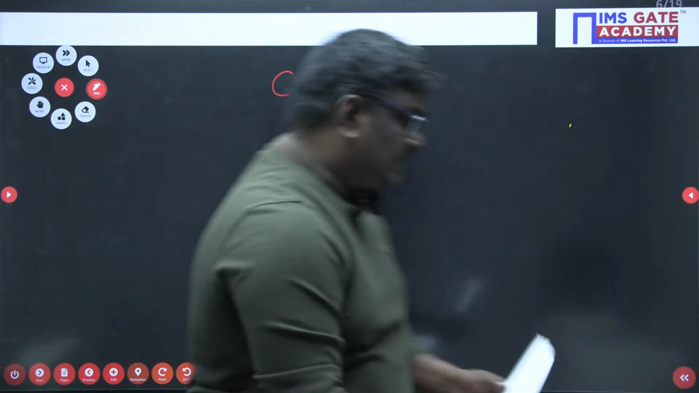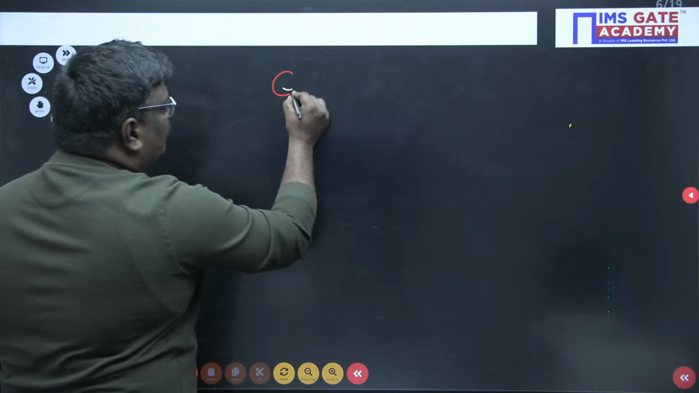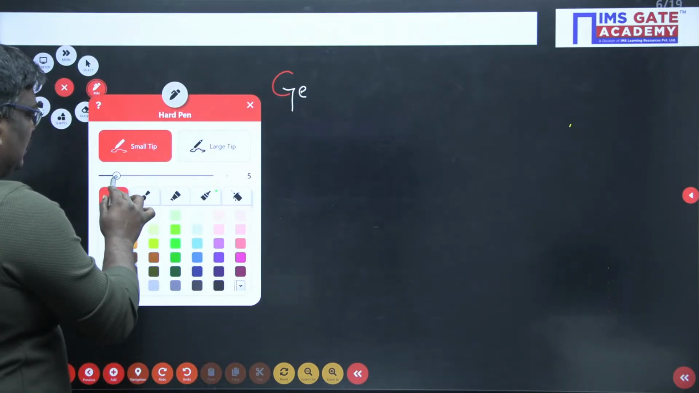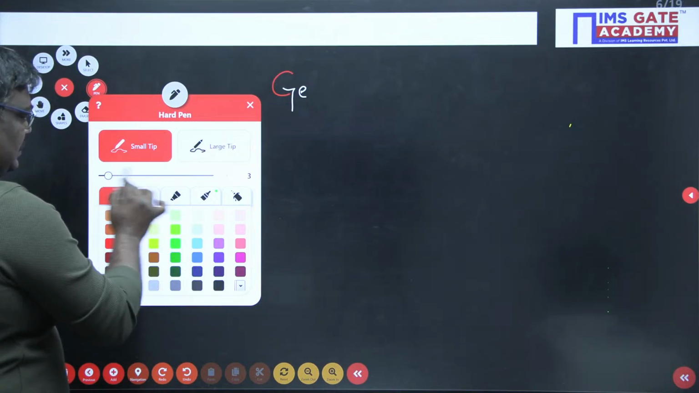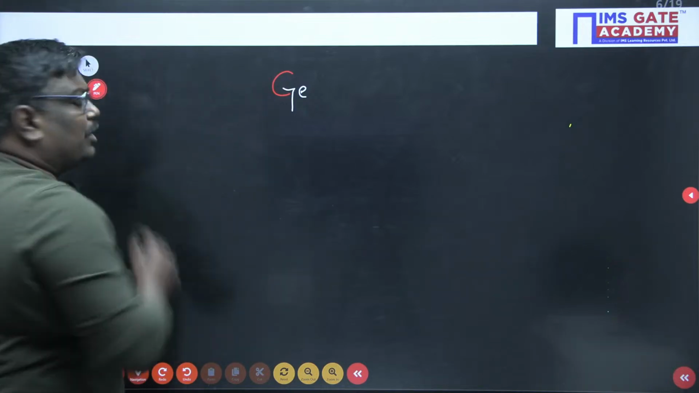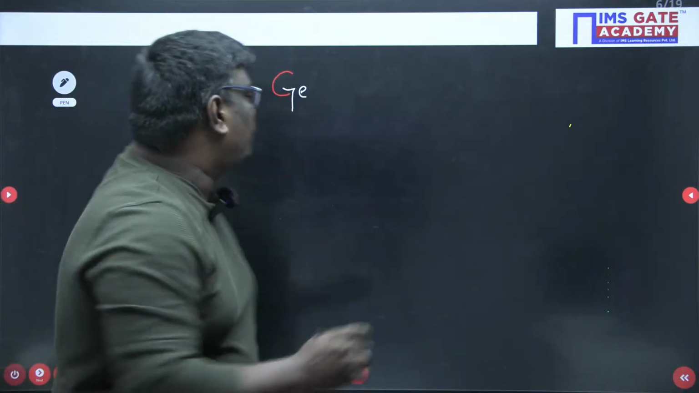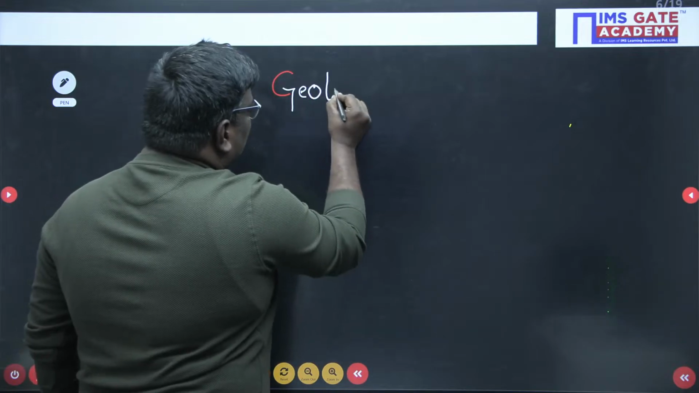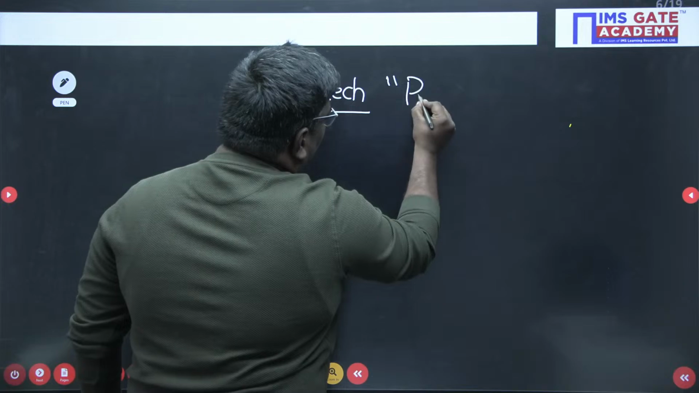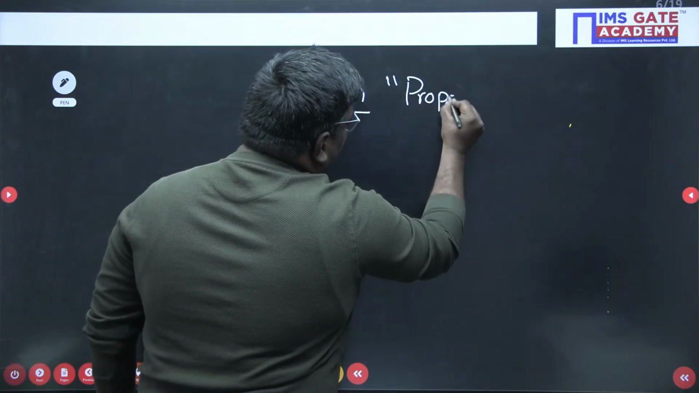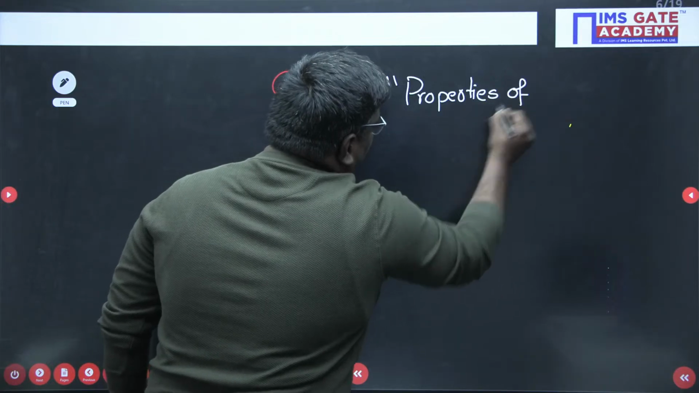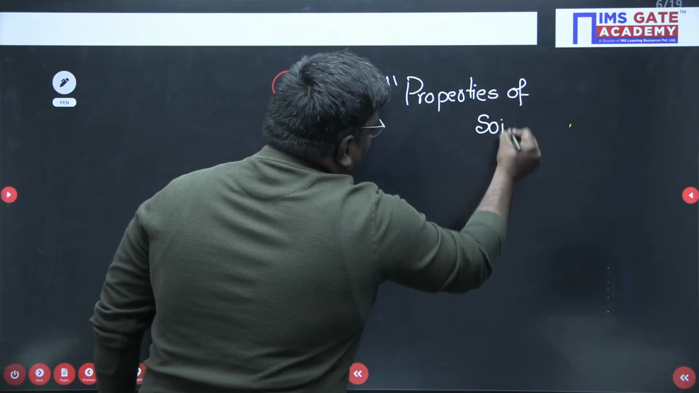My dear students, I have told you so many times in geotech. When I talk about geotechnical engineering, we have seen questions from properties of soil. If you see, in geotech there was a question from properties of soil. The question is very simple if you know the basic formulas. First of all, we'll understand what is the given data.